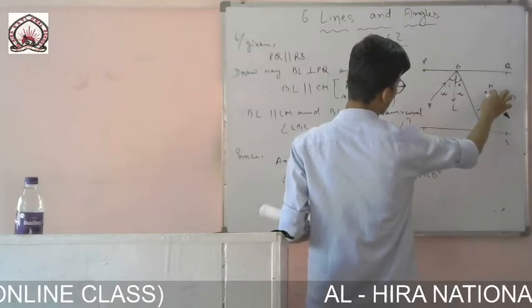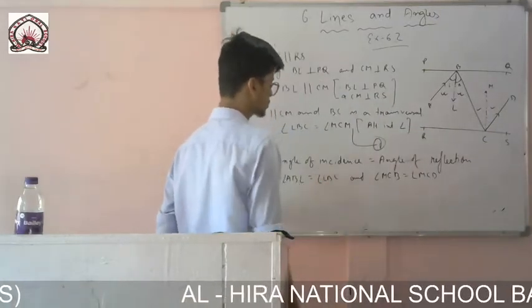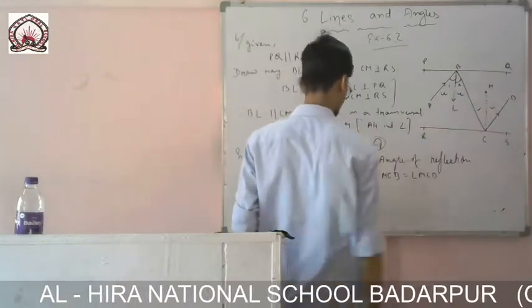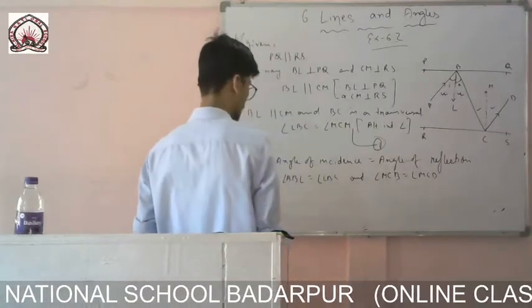Angle MCB will be equal to angle MCD. Is it clear? Angle of incidence is equal to angle of reflection. So I have given these two angles are equal, and here these two angles are equal.